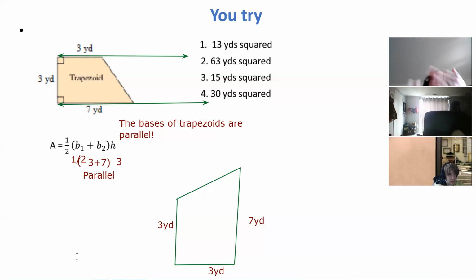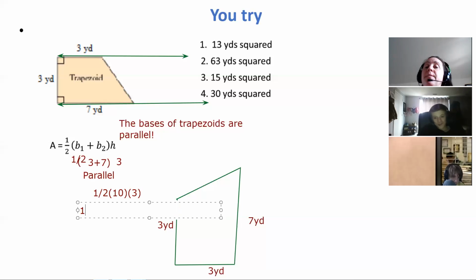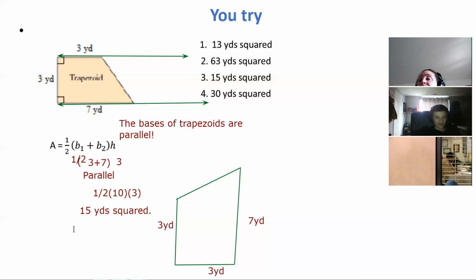And then from there you can go into Desmos, or you can just multiply it out. 3 plus 7 is 10. So we're going 1/2 times 10 times 3. Half of 10 is 5, and 5 times 3 is 15 yards squared. Cool. That is a good one to write down if you are a little bit unsure about that trapezoid formula. It certainly is.